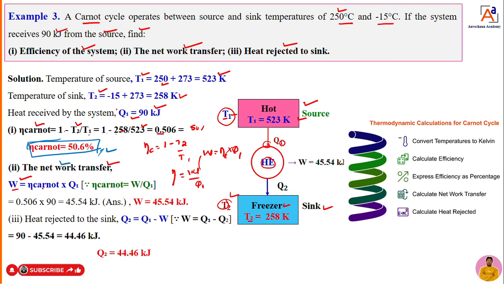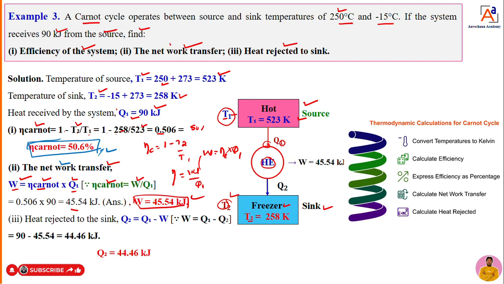So therefore work done is equal to Carnot efficiency multiplied with heat supplied, because we know Carnot efficiency is nothing but the ratio of work done to the heat supplied. So Carnot efficiency is already calculated, that is 0.506, into heat supplied, 90 kilojoules, which is already given. Multiply, you will get the answer in kilojoules only. That means total work done or net work done is equal to 45.54 kilojoules. So you can mark it down. This is the work done.